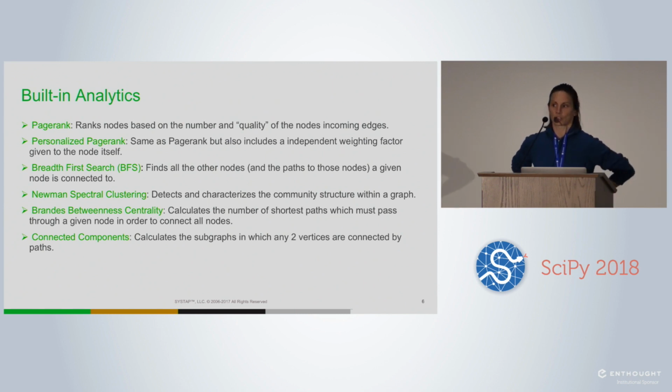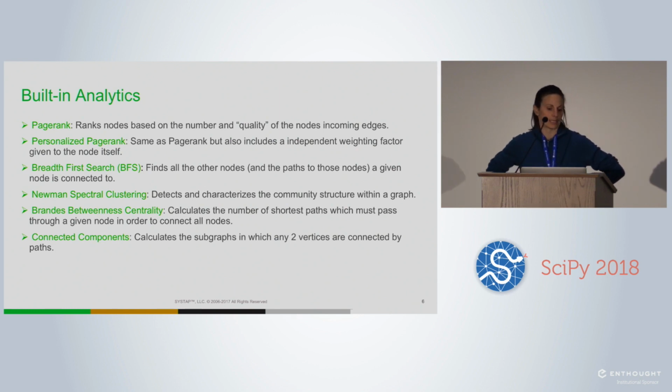Then there's breadth first search, or BFS. That finds all the other nodes that are connected to a given node, and then at what level those nodes are at. There's Newman spectral clustering, which is pretty interesting. It does detection and characterization of the community structure within a graph.